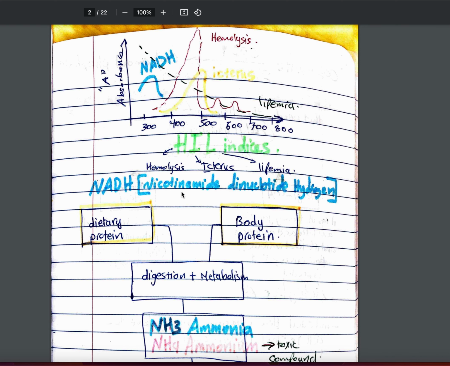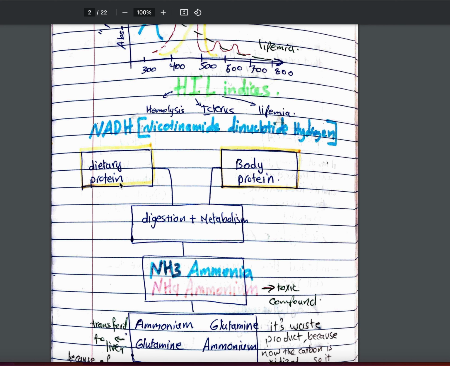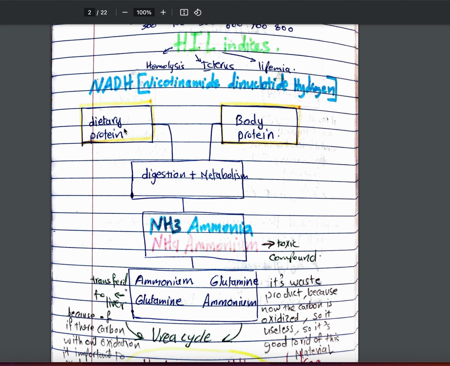NADH is nicotinamide dinucleotide hydrogen. Okay, so what is it? We always said NADH, but what is NADH? Actually, NADH is nicotinamide dinucleotide hydrogen.